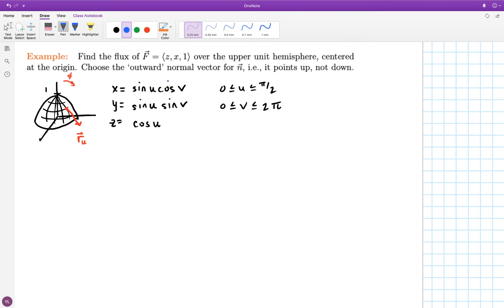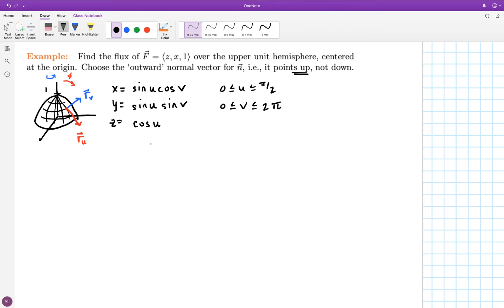And then v is the theta, right? So as I move theta counterclockwise from the positive x-axis from that point, it's going to be pointing in this direction here. So this is what r sub v looks like. And according to the right-hand rule, if you curl your fingers from the red to the blue, your thumb points outwards. And that's exactly what we wanted. We wanted it to point up or out, not down. So this parameterization is good as it is.